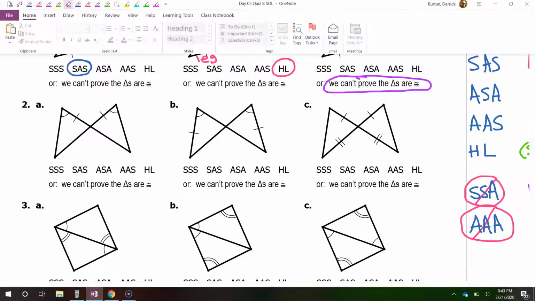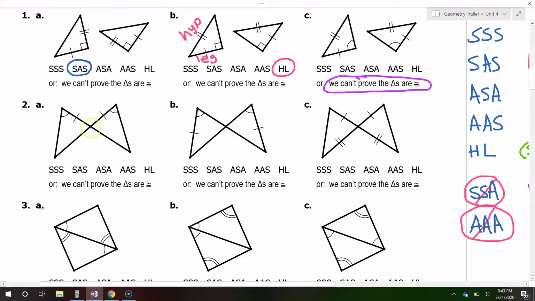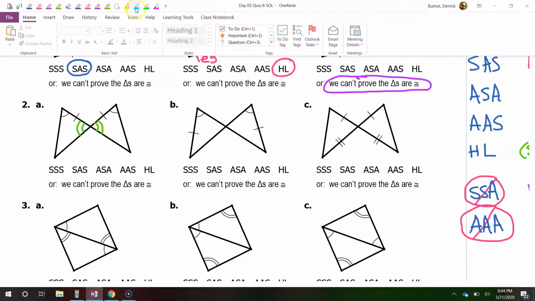Now, some additional information that we need to include here. Vertical angles. When you see the X, angles that are across from each other are called vertical angles, and vertical angles are always congruent, so we should go ahead and mark them. So, I have two angles and a side. How does that narrow it down?